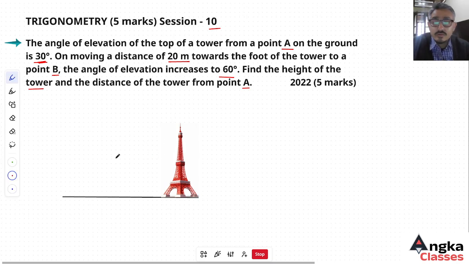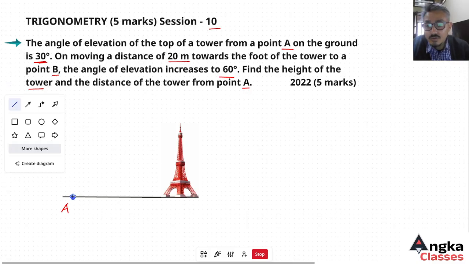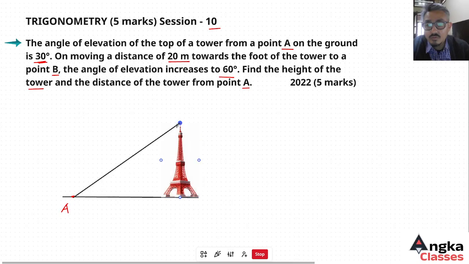So the question is from a point A. Let's say this is the point A. From point A, looking at the top of the tower, the angle of elevation is 30 degree. On moving a distance of 20 meter towards the foot of the tower to a point B.